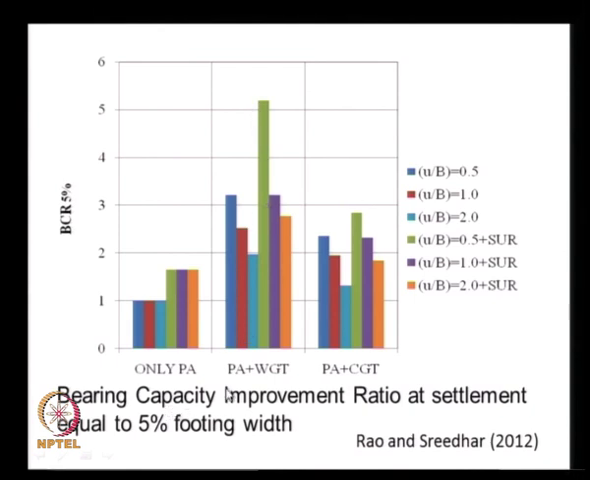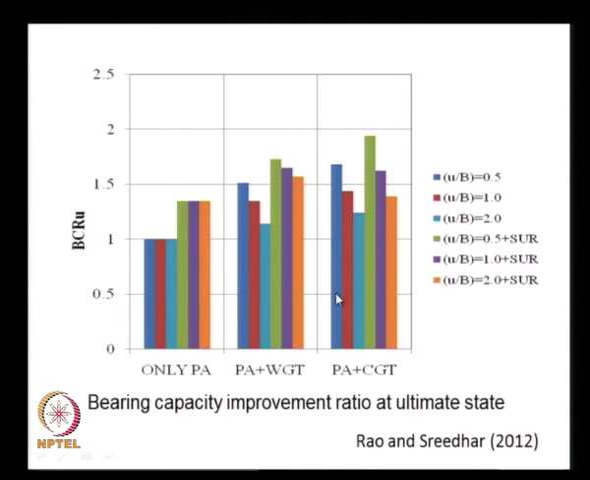Obviously, this is the result at settlement equal to 5% of the footing width, whereas the benefit with coir is slightly better, but not as much as with the polymeric geotextile. But if we see at the ultimate state where the rutting is much higher, the coir geotextiles have a higher bearing capacity improvement ratio as compared to the polymeric product. That is because at higher rut depths the coir geotextile is able to produce higher force because of better interaction that it has with the surrounding medium.